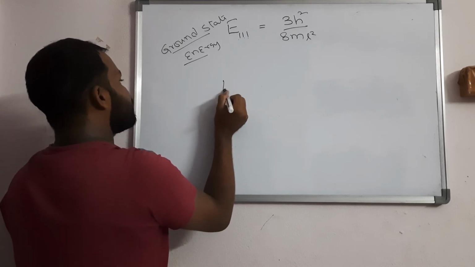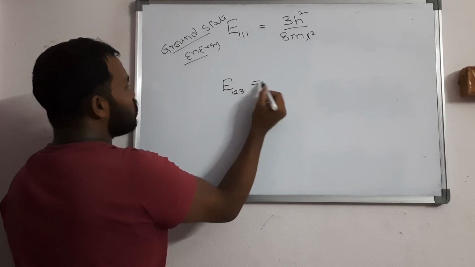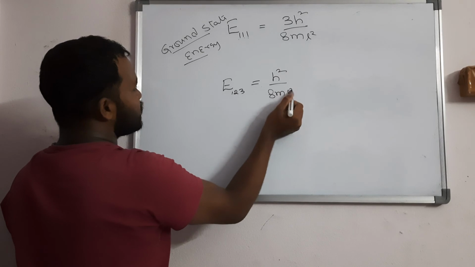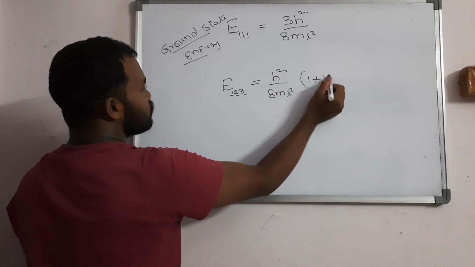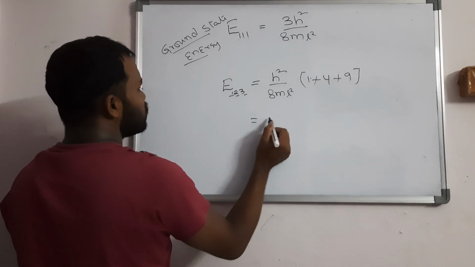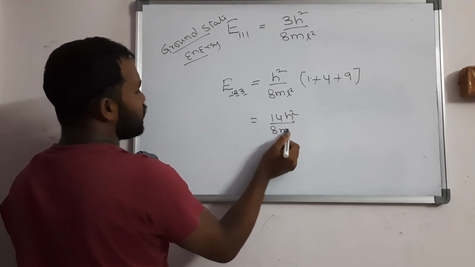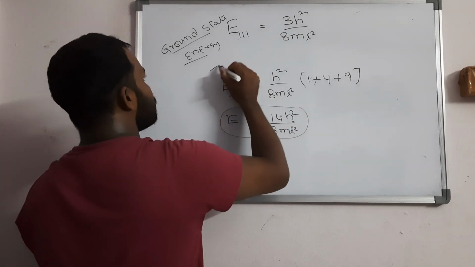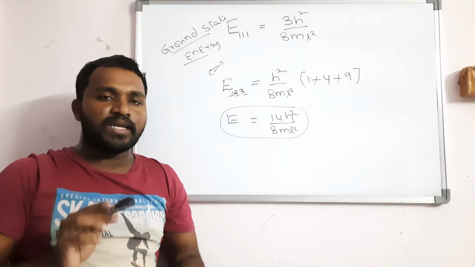If I give you x equal to 1, y equal to 2, z equal to 3, what will you get? h square by 8 m L square is a constant. 1 square is 1, 2 square is 4, plus 3 square is 9; 9 plus 1 is 10, 10 plus 4 is 14. So the energy for the 1, 2, 3 state is 14h square by 8 m L square. All these degeneracy concepts we will discuss later. Up to here, including ground state energy, you should write. This is all about the particle in a 3D box.